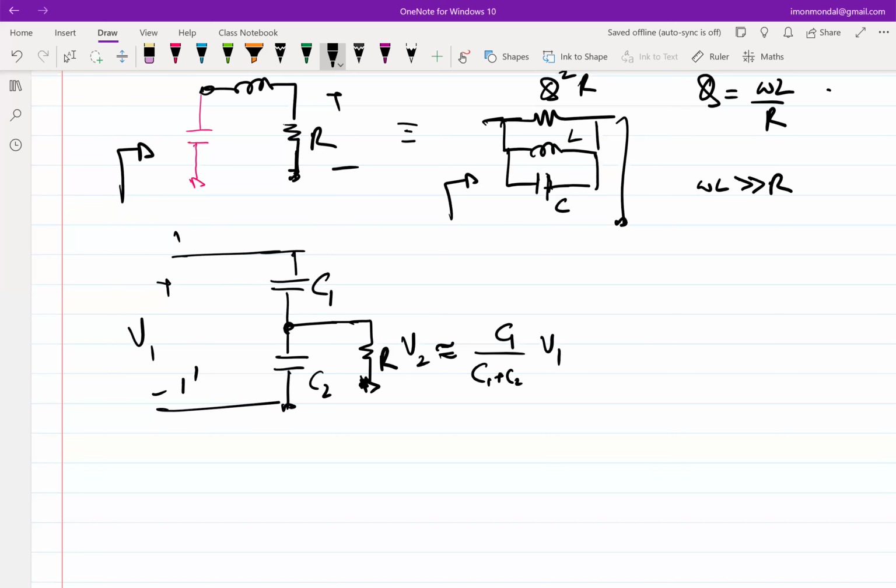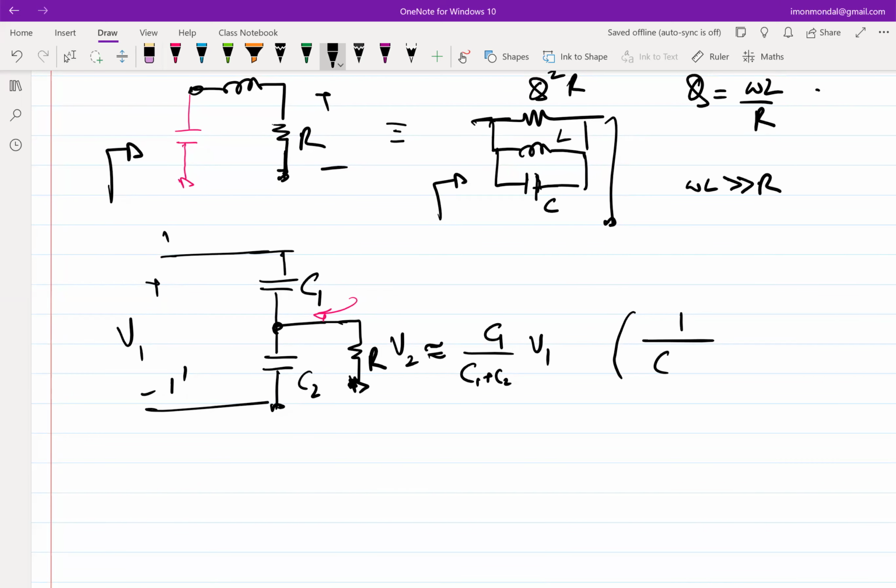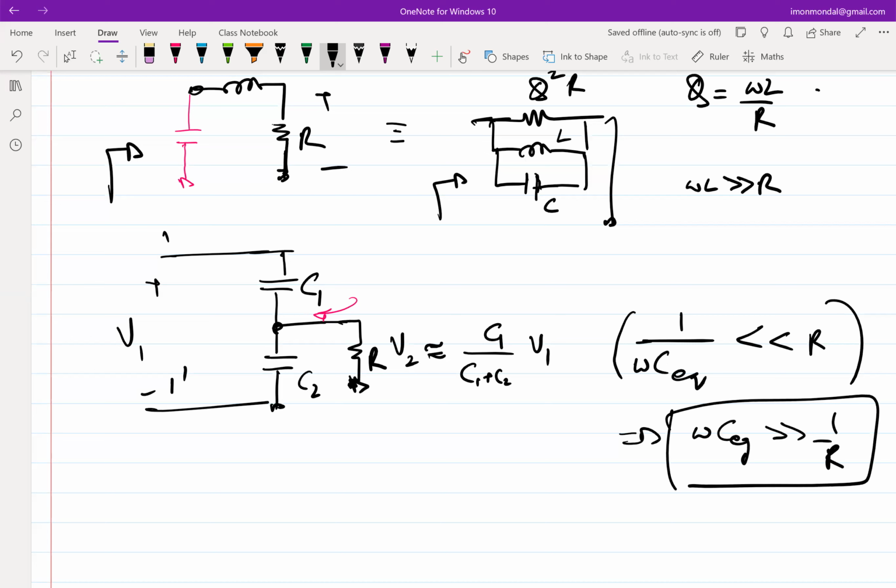So this is true only when the Thevenin impedance of this capacitive divider is much lesser than R. This is valid only when 1 over omega C equivalent is much lesser than R, or in other words, omega C equivalent is much greater than 1 over R. So you get another constraint, which is not limited by the lower frequency of R, it's limited by the lower frequency of omega.